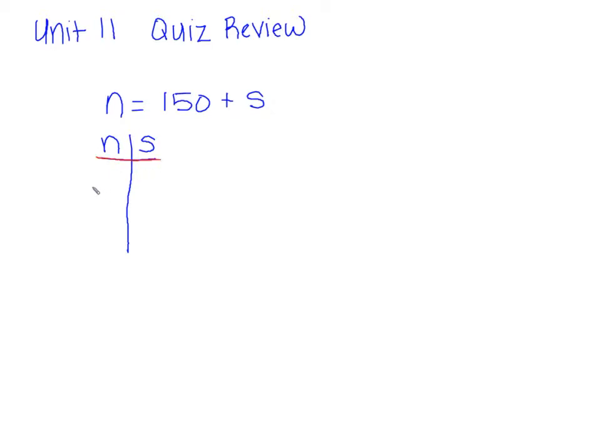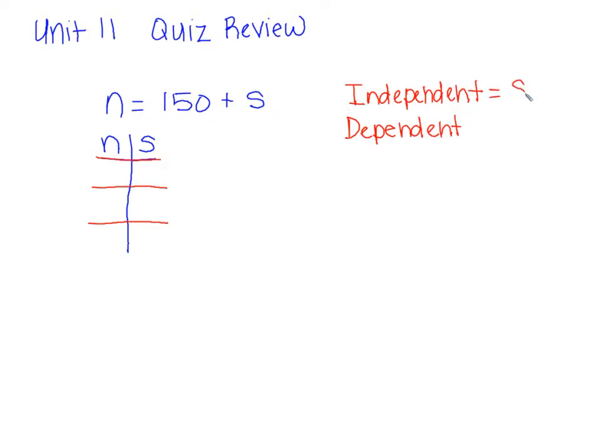The independent variable is always what's in the problem. And the dependent is always the answer. So take a look at our equation. Which one is in the problem? It would be S. And which one is the answer? N.